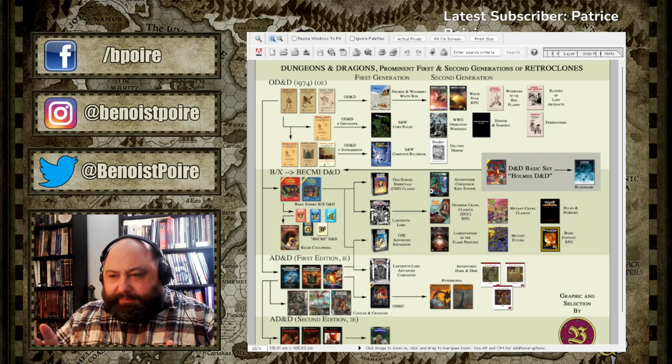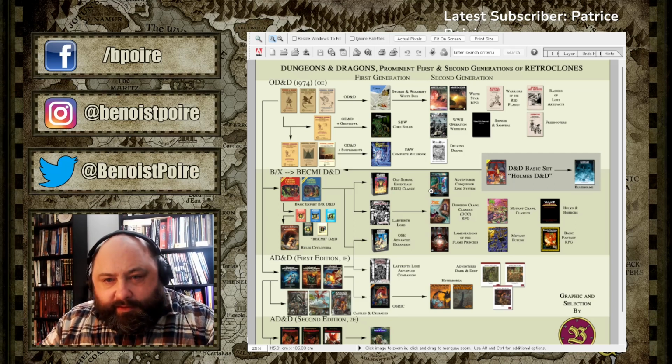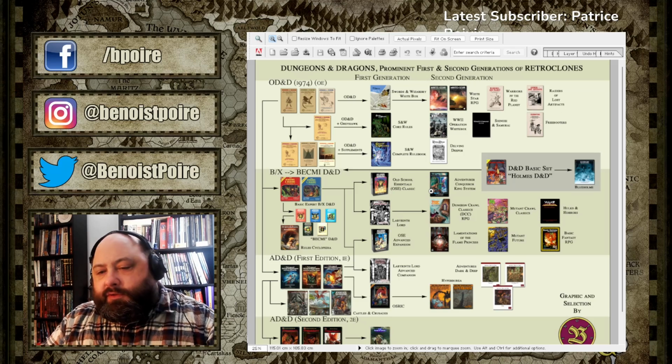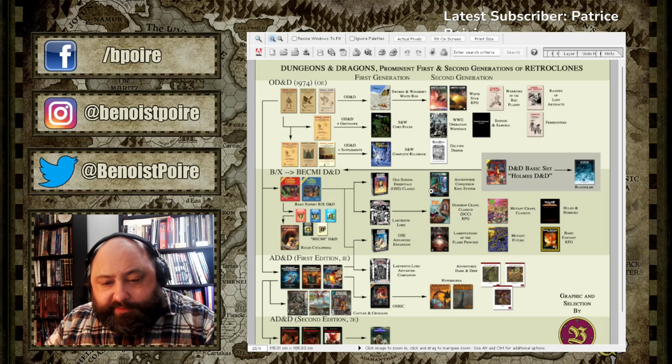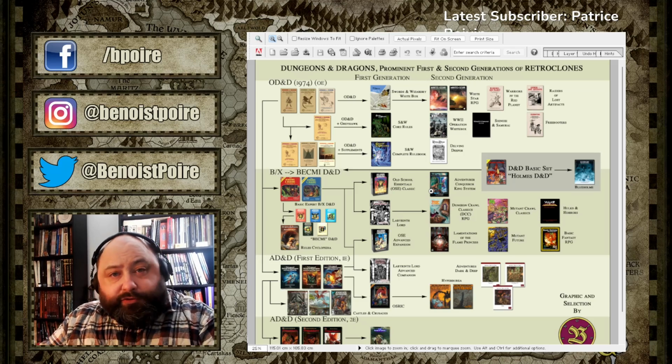But so here you have it, the prominent first and second generation retroclones for Dungeons and Dragons. I'll probably make another one for the non-D&D retroclones, and then I'll see how that goes, and maybe we'll have another video about this. In the meantime, I hope you get good use from this.